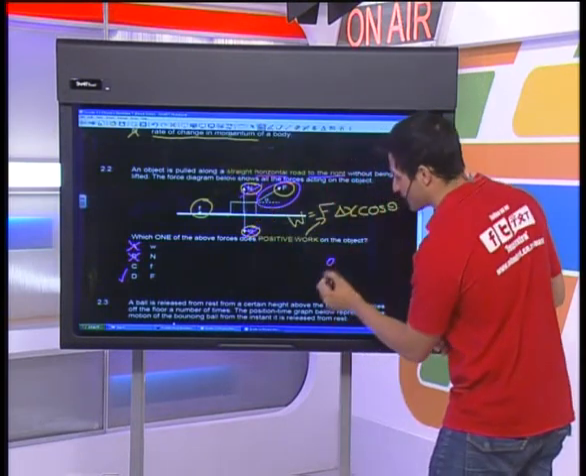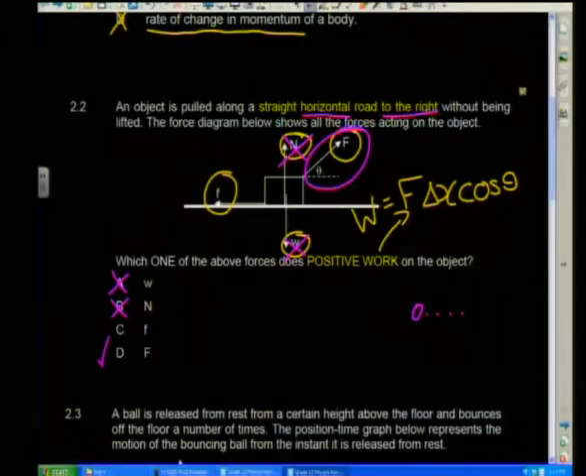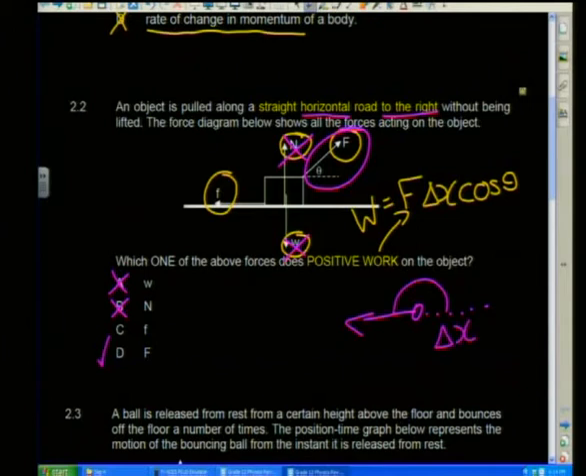If I've got my displacement in one direction, so there's my displacement, but the force is in the other, the angle between my displacement, delta x, and my applied F, that is 180. Go ahead and put in cos 180. What you will find is a negative value. That means that I've done negative work. That's proven that I've chosen the right one.